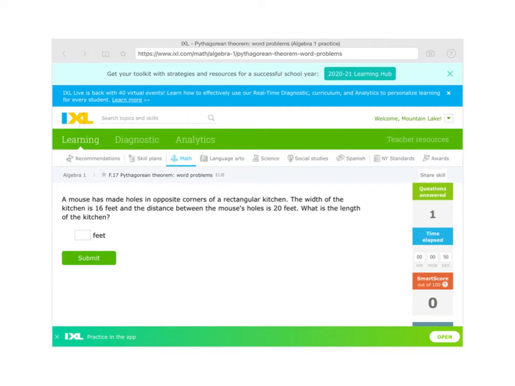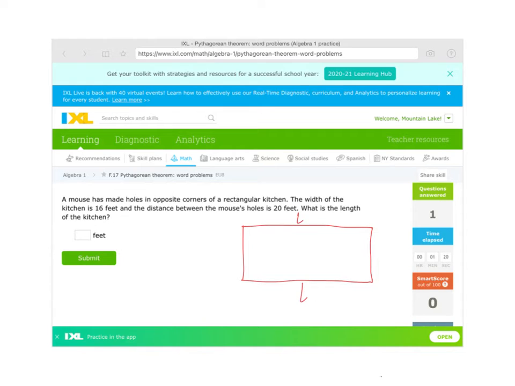Okay, so we have this question. A mouse has made holes in opposite corners of a rectangular kitchen. The width of the kitchen is 16 feet and the distance between the mouse's holes is 20 feet. What is the length of the kitchen? So let's draw a kitchen. So like this. So we want to find the length, this length.